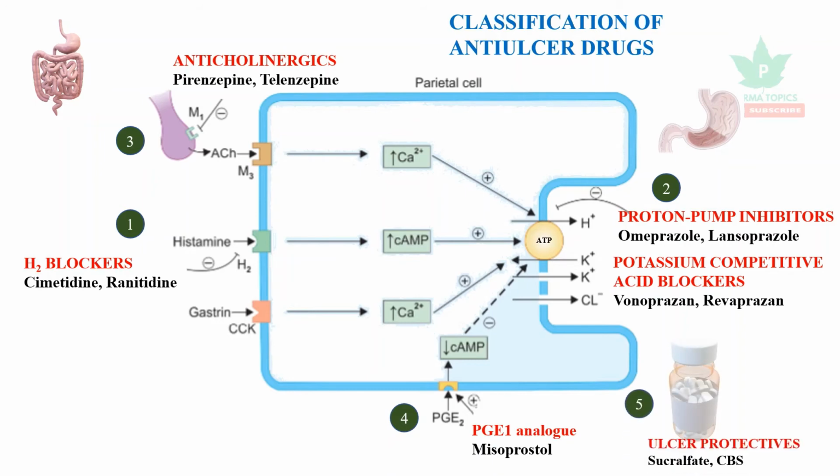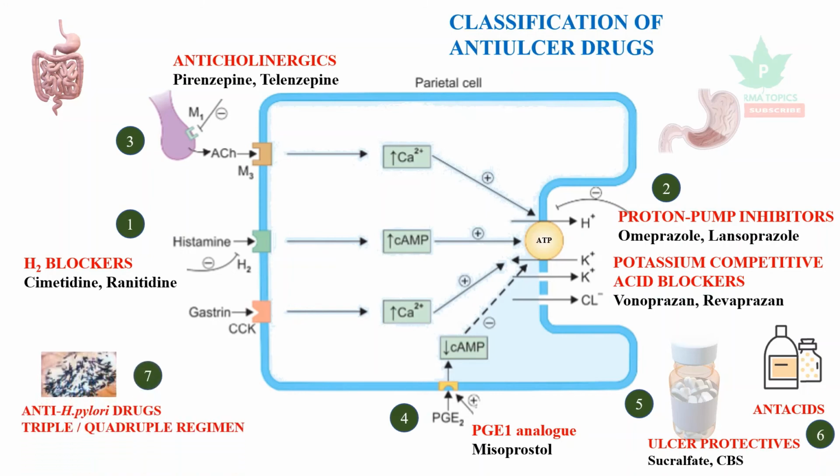And then ulcer protectives such as sucralfate or colloidal bismuth subsalicylate or subcitrate. They don't do anything with the proton pump, but they protect the mucus layer. And next is antacids. They neutralize the gastric acid. They don't do anything with the proton pump. And next is anti-H. pylori drugs. These are combinations of the above said drugs. They may be triple or quadruple regimen.